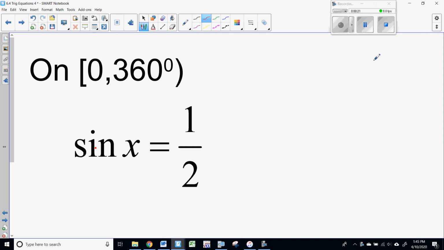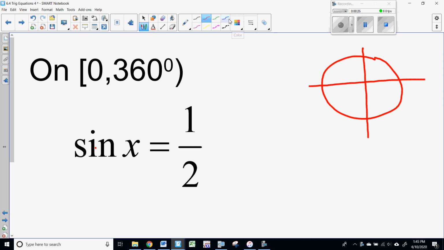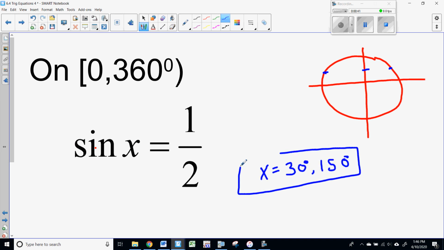Well, if we think of our unit circle and draw a picture to help us think about that, our y coordinate is 1/2. So we get one angle right there, one angle right there. And if we know our unit circle really well, we would know that that is 30 and 150. And we've done a whole bunch of those already.